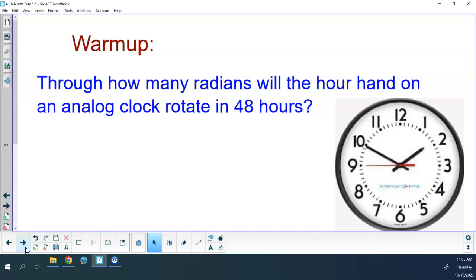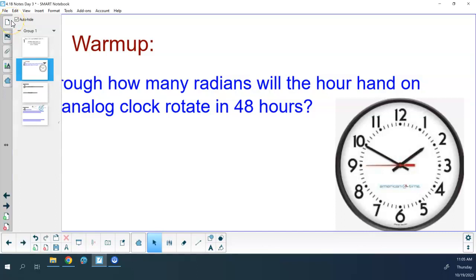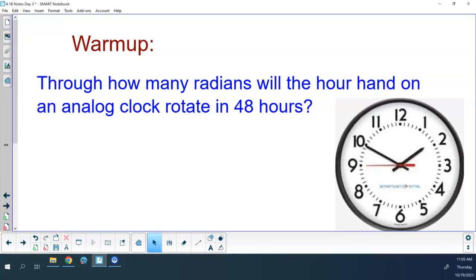So here's our first warm-up. And then after that, there are 1, 2, 3, 4 questions. So we have 4 questions to get through today, starting with: through how many radians will the hour hand on an analog clock rotate in 48 hours? You got any answers? Pi radians. Yep. How'd you come up with it?